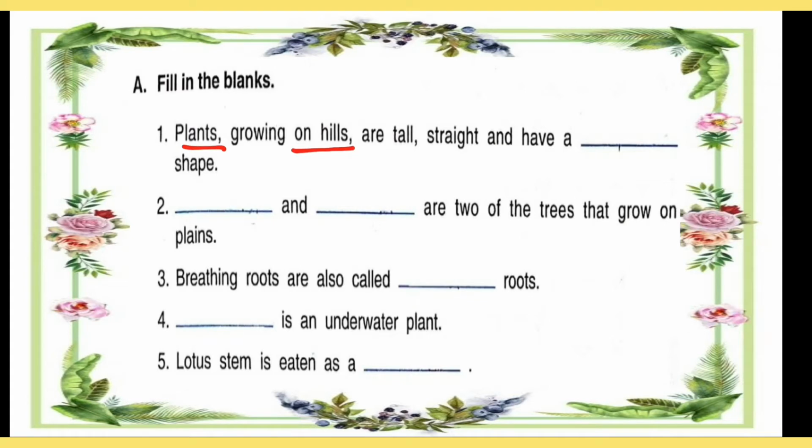Plants growing on hills are tall, straight and have a dash shape. So, plants on hills are tall, straight and further they have cone shape. After that, number 2, dash and dash are 2 of the trees that grow on plains. So you can write mango and neem tree and you can also write peepal, sal. So many trees are mentioned in your books, so you can write any 2 out of them.